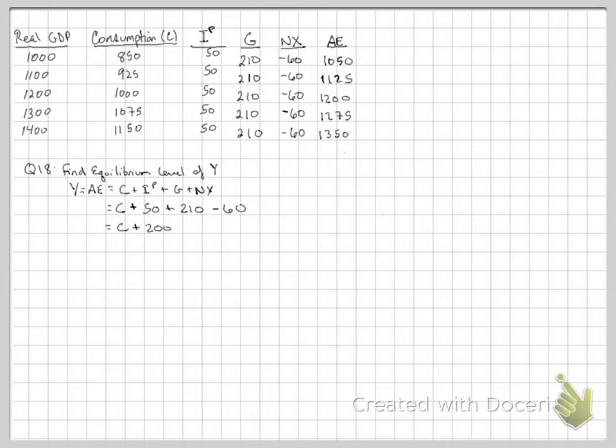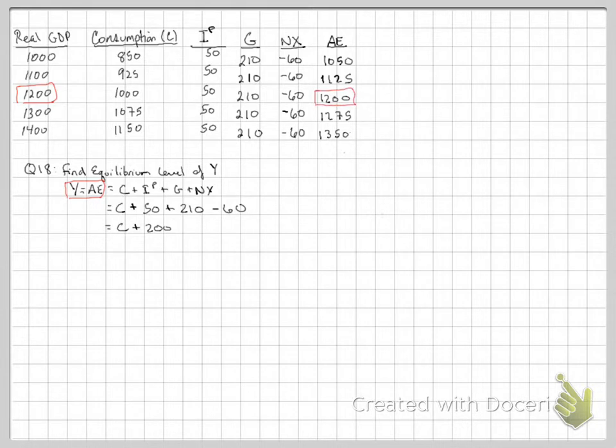We've just got to quickly find equilibrium. Where do we find equilibrium? We find where Y is equal to AE. We can just go look at this column of real GDP and find out when it equals aggregate expenditures. That happens to be at 1,200 and 1,200. Okay, so that's going to be our equilibrium level of output.